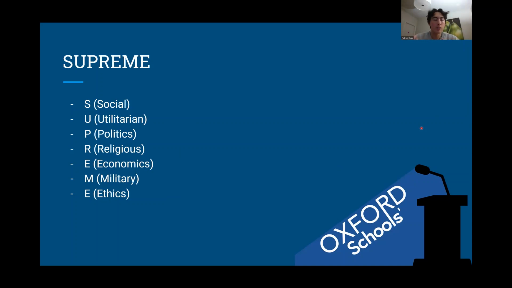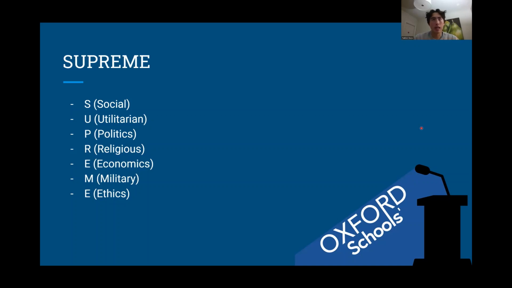S stands for social, and there's utilitarian, politics, religious, economics, military, ethics. So social is the social justice movement, so disenfranchised groups, how does it affect them? Utilitarian, not as clear, but it's basically how does this affect an average individual? Politics, quite obvious, governments, politicians, etc.